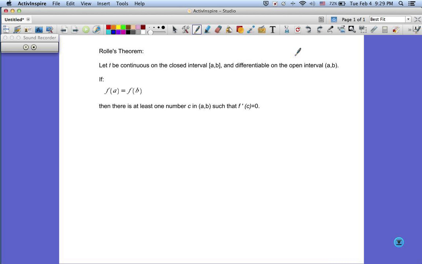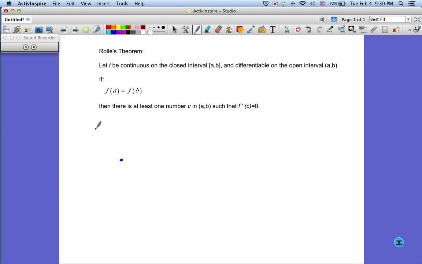Well, this states that if you are continuous on the closed interval, in other words, it goes from point A to point B smoothly, and differentiable in the open interval from A to B, that if the function value at A is equal to the function value at B, you are then guaranteed at least one number C in (A, B) such that f prime of C equals 0. So let's look at that visually.